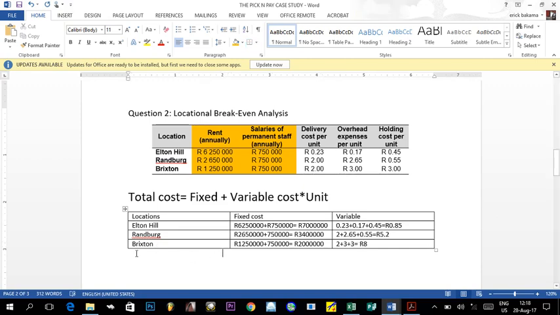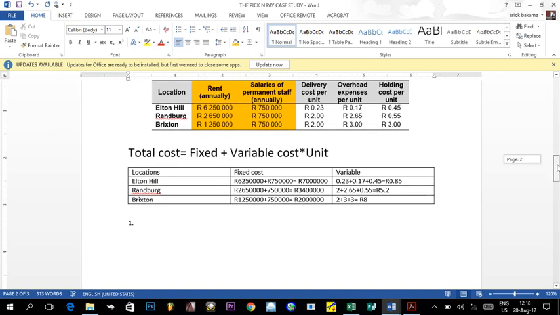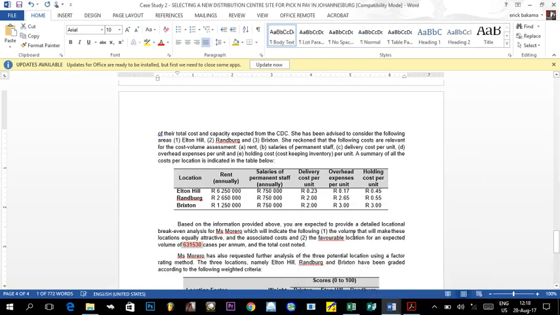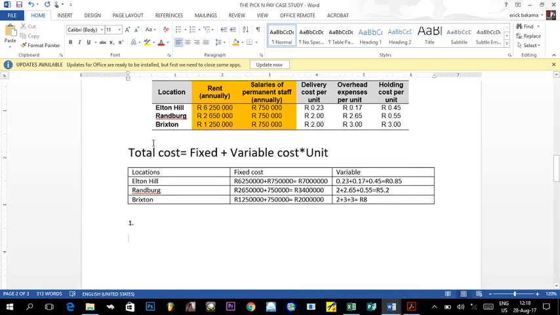Now what they want us to do, first of all, we are solving the first part of the question, which is 1 year. They say that we need to find the location. According to what they are saying, we need to find the volume that will make all these locations attractive. So we need to find the value that will make Elton and Randburg attractive, Elton and Brixton attractive, and finally Randburg and Brixton attractive. So the first one is Elton Hill and Randburg. We'll find the value of X, or the number of units to be produced, that will make these 2 locations attractive.